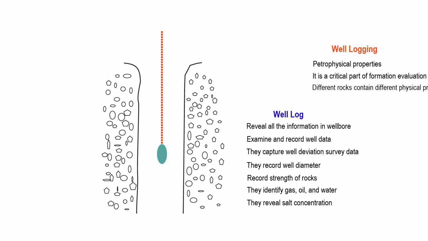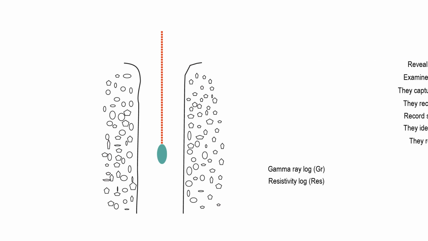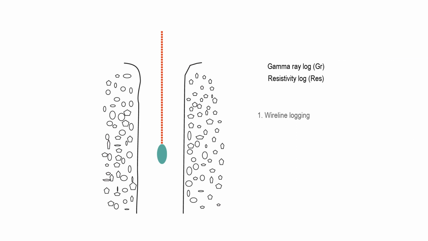I'm going to illustrate how well logs are acquired in a well bore, particularly gamma ray and resistivity logs. But before we go to that, there are two methods of logging. One, wireline logging. This method involves lowering logging tools into the well at regular intervals to acquire well data. Two, logging while drilling, that is LWD. This method entails incorporating logging tools into the drilling tools so that both drilling and logging will be carried out simultaneously. Alright? And of course, for the purpose of this illustration, we will be using wireline logging.